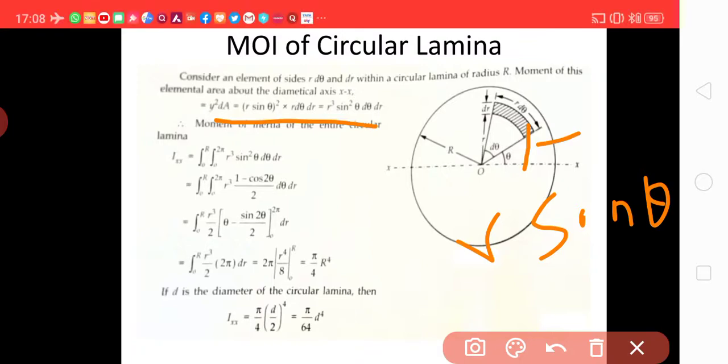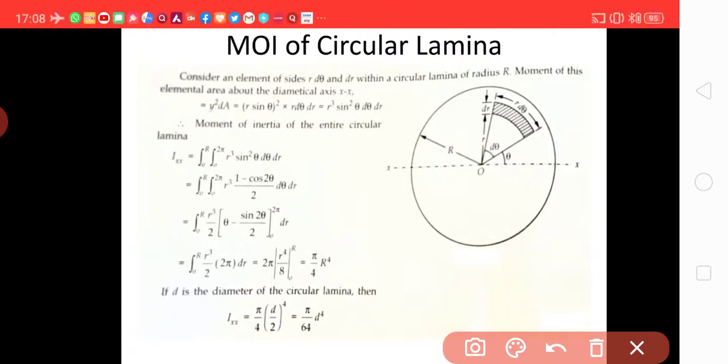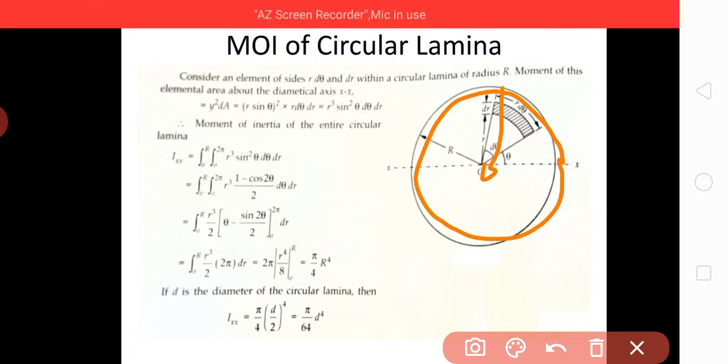The moment of inertia of the whole lamina will be found by double integration, applying the limits 0 to R and 0 to 2 pi, since theta changes from 0 to 2 pi and r changes from 0 to capital R. So it becomes the integral from 0 to R and 0 to 2 pi of r cube sin square theta d theta dr. Writing sin square theta as (1 minus cos 2 theta) by 2, we can write the integral of r cube (1 minus cos 2 theta) by 2 d theta dr. First integrating from 0 to 2 pi, it is theta minus sin 2 theta upon 2, from 0 to 2 pi, in the integral of 0 to R dr.